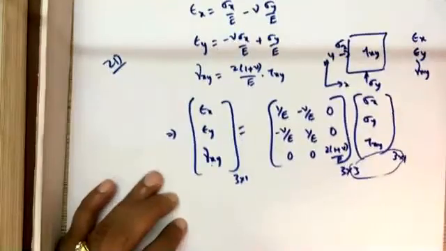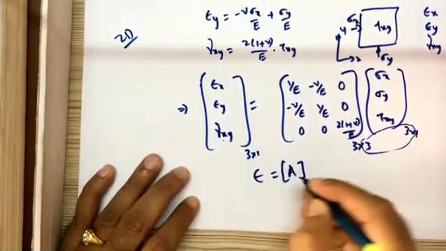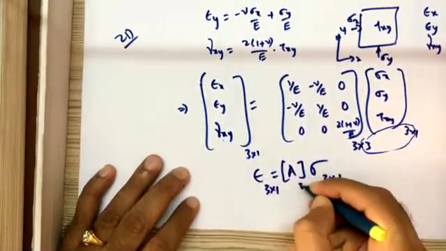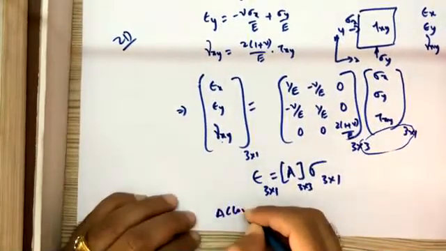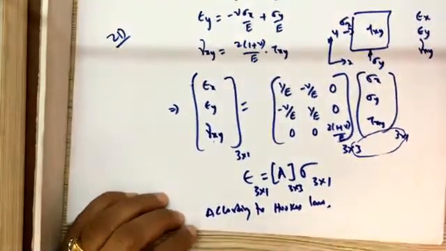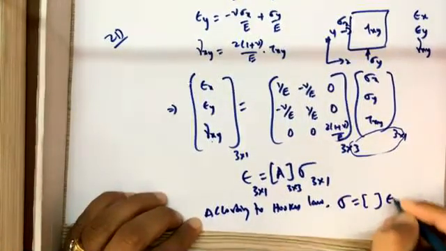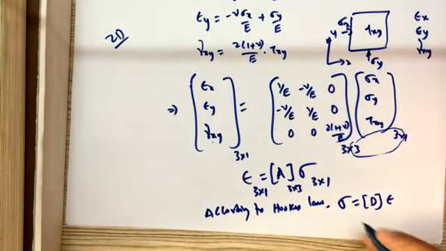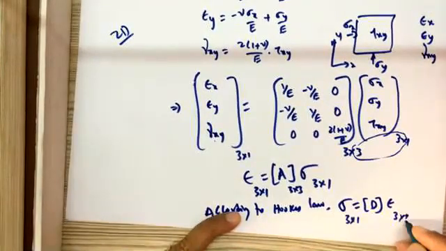But this is in the form epsilon is equal to some matrix, let us say A, times sigma. Epsilon is 3 by 1, sigma is 3 by 1, and this matrix A is 3 by 3. But according to Hooke's law, I want this in the form sigma is equal to some matrix times epsilon. Let us call that the D matrix in 2 dimensions. Sigma is 3 by 1, epsilon is also 3 by 1, so this should be 3 by 3.